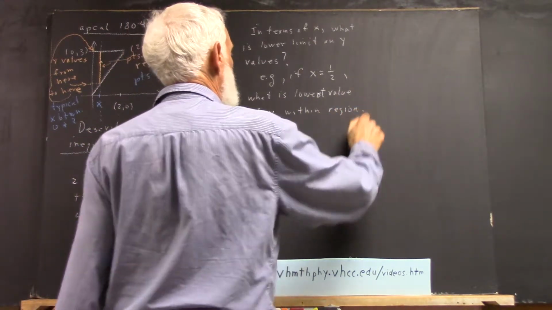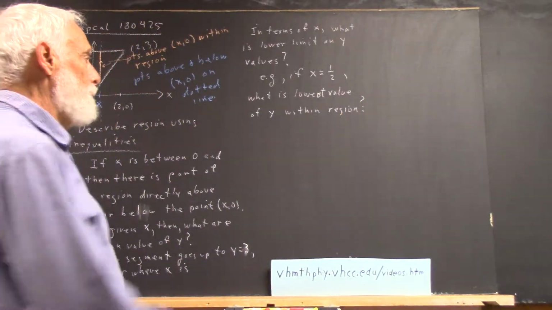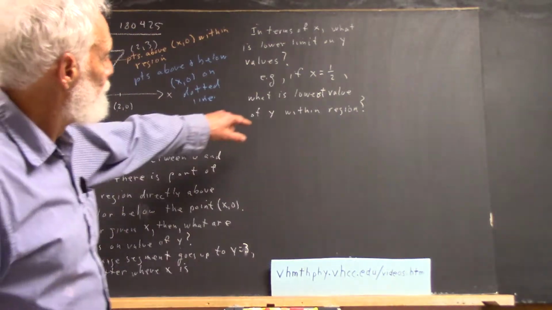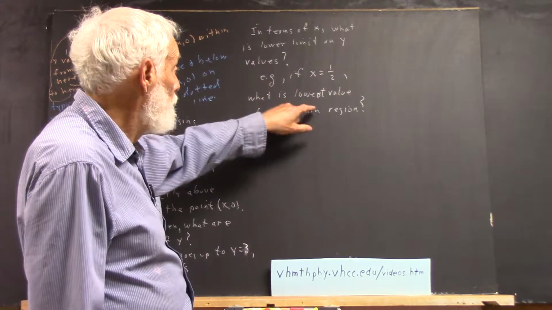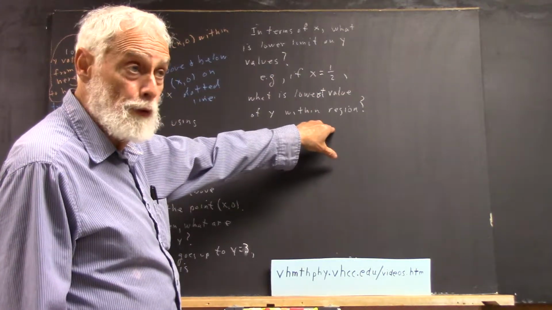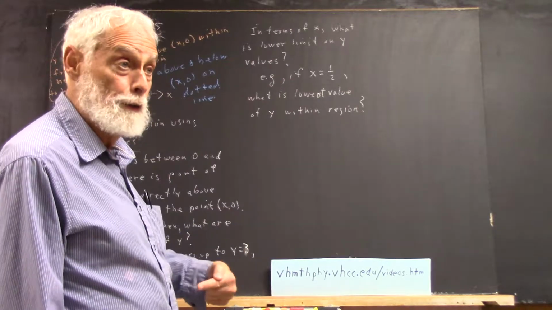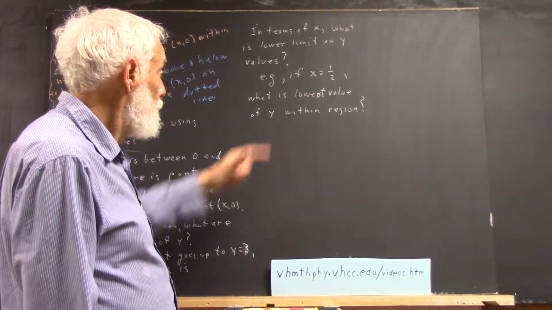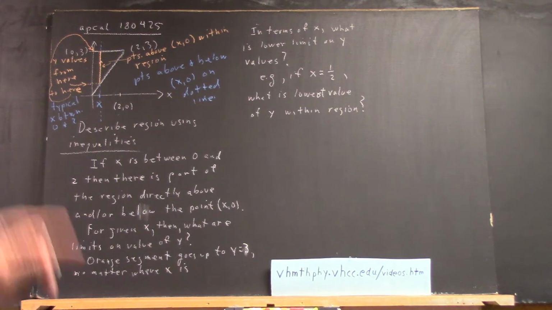I'm leaving off some words here, but we don't want to get too wordy. We've got to balance being wordy enough and too wordy. So I think it's clear what this means. If x is 1/2, what's the lowest value of y within the region, meaning directly above and below x, because that's what we're talking about. Okay? So can you figure that out? If x is 1/2, where would y start, given this geometry?